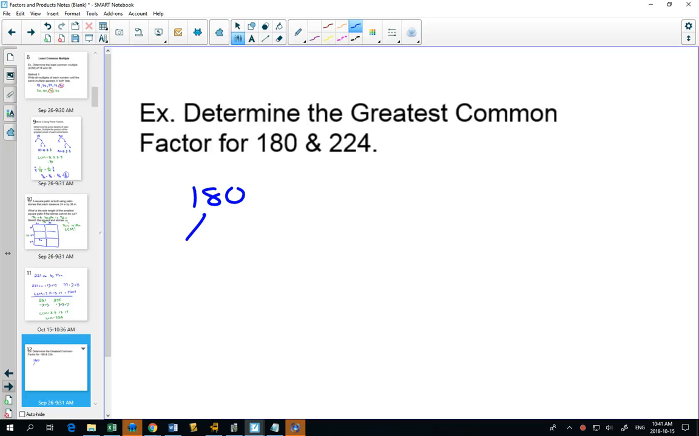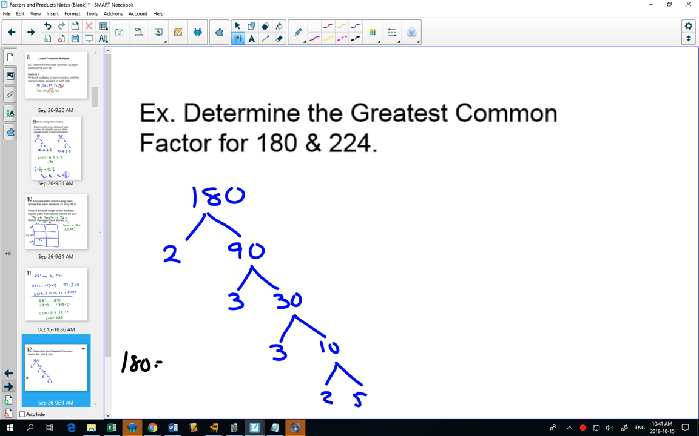Two numbers that multiply to get you 180. 90 and 2. 2 is already a prime number. That one's done. Two numbers that multiply to give you 90. Want to do 3 and 30? 3 is already a prime number. Two numbers that multiply to give you 30. 3 and 10. Numbers that multiply to give you 10. 2 and 5. So 180 is equal to 2 times 2 times 3 times 3 times 5.